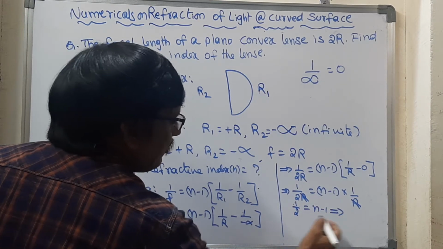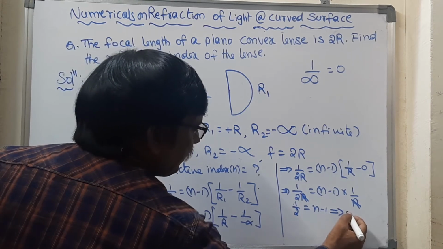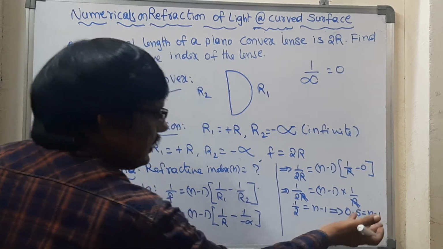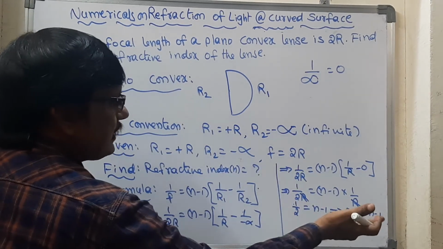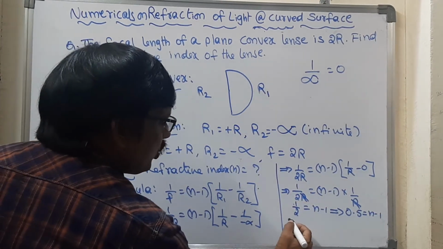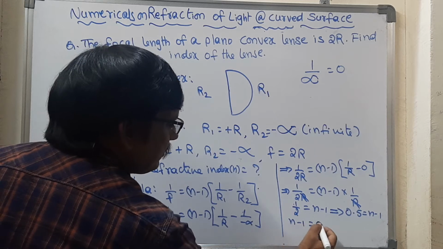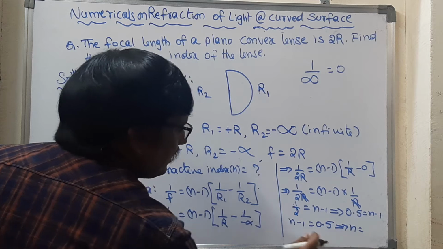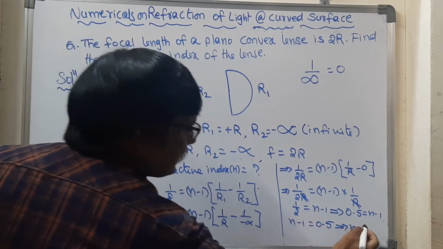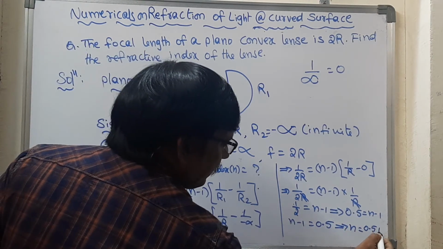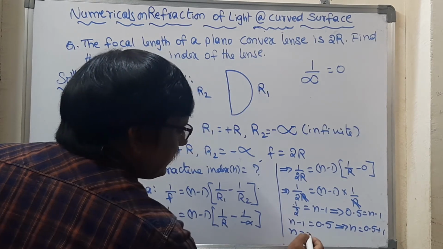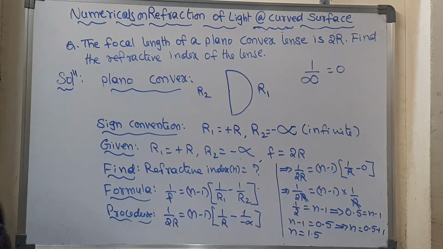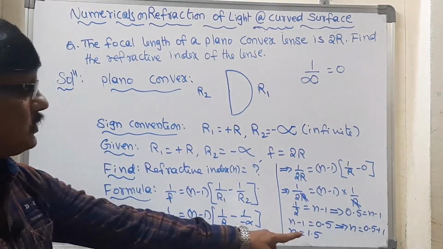That implies n by 2 in sense 0.5. 0.5 is equal to n minus 1. Then flip-flop, right? LHS, RHS, RHS, LHS. So n minus 1 is equal to 0.5. That implies n is equal to 0.5 plus 1. Ultimately, n is equal to 1.5. Okay? Refractive index does not have any units, that is why there are no units.